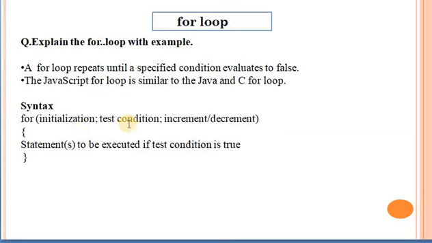Next is the test condition. The second step is checking the condition. There can be only one condition. If the condition is false, the execution of the loop will be terminated. That is, the execution will go outside the braces of the for loop.